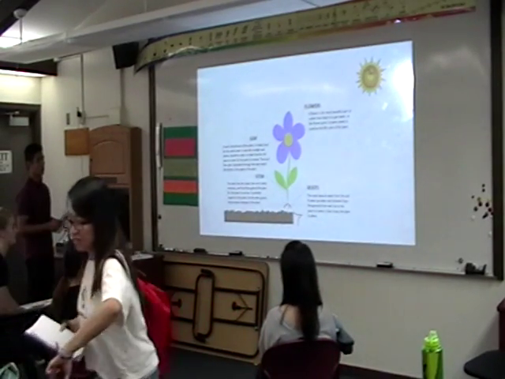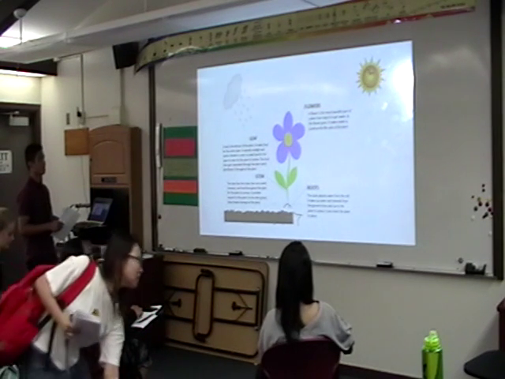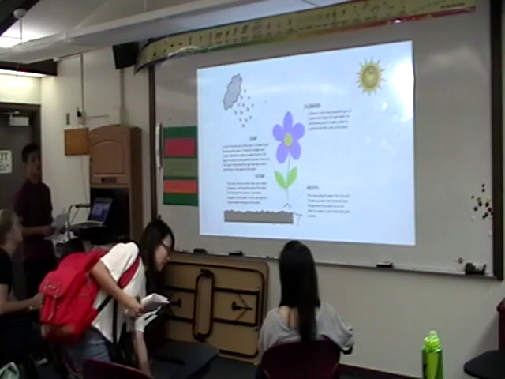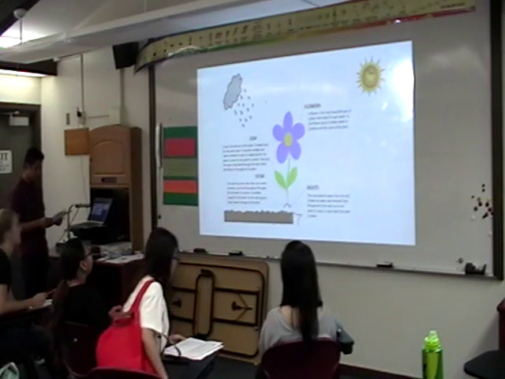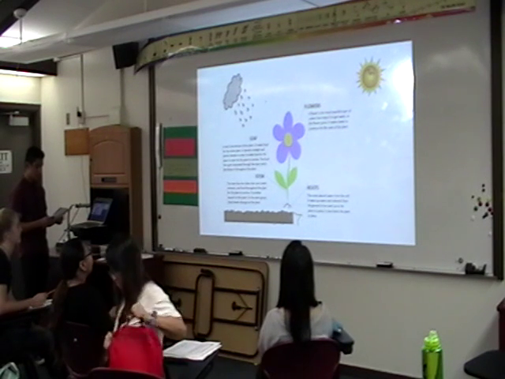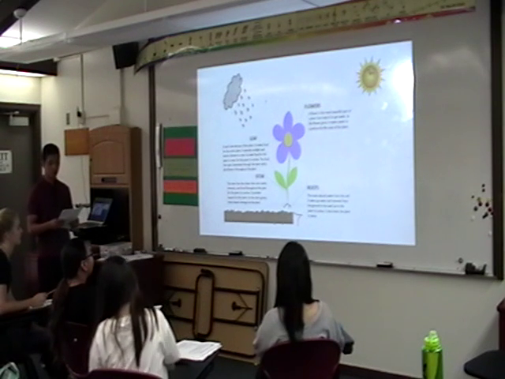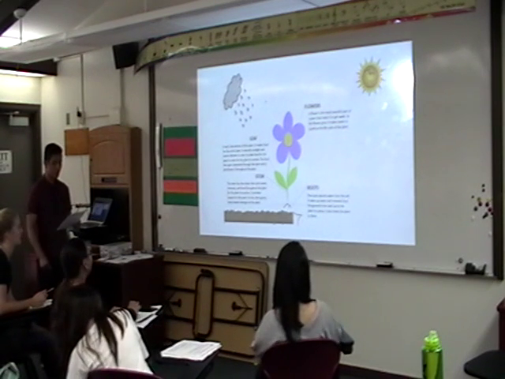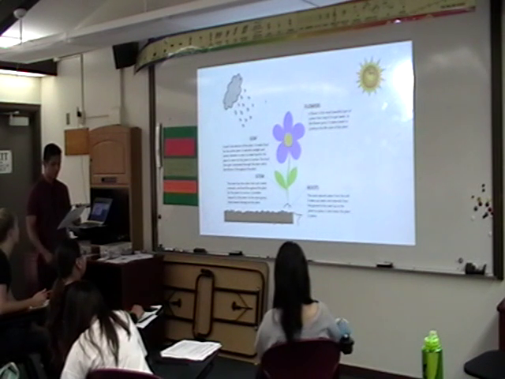Then we have the soil. The soil helps the plant grow. And we also need water. The water also helps the plant grow. Alright. So now that we have learned about the parts of the plants and the requirements they need in order to survive, we will try to see if you remember them correctly.